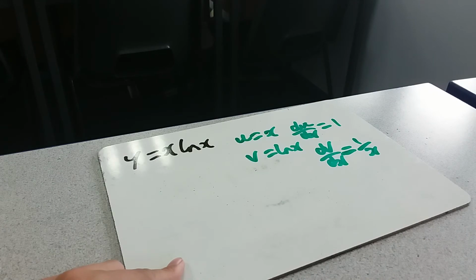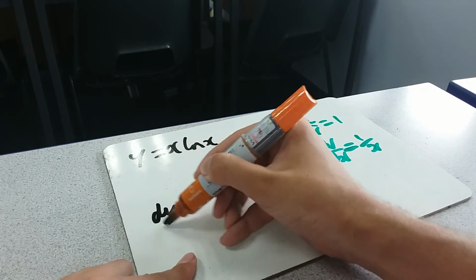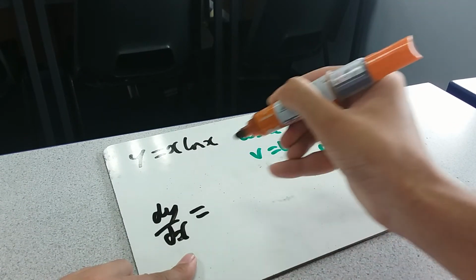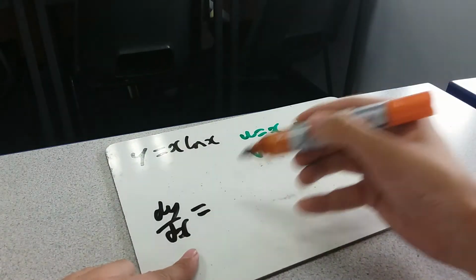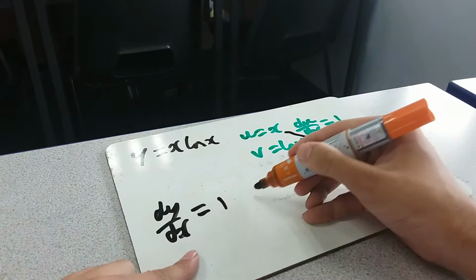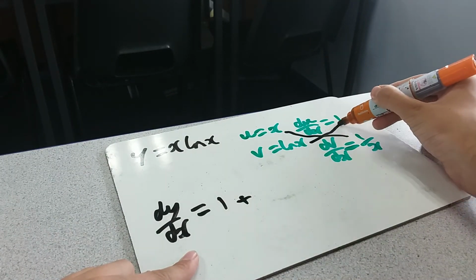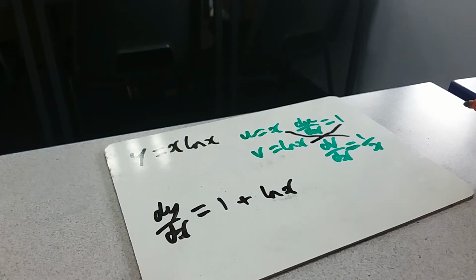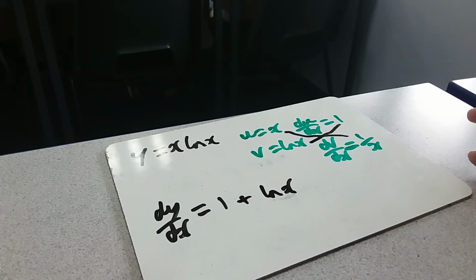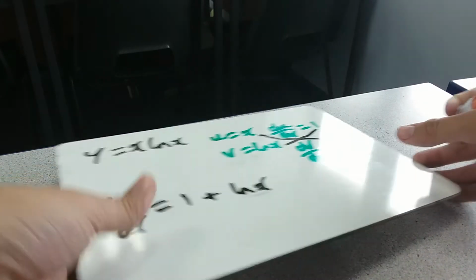Okay, putting them all together, using the product rule, dy dx equals that times that. So x times 1 over x, which is just 1, plus that times that. Well, log x times 1 is just log x. Done. Right, here's some for you to have a go at.